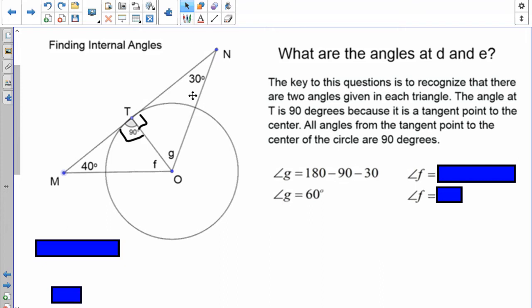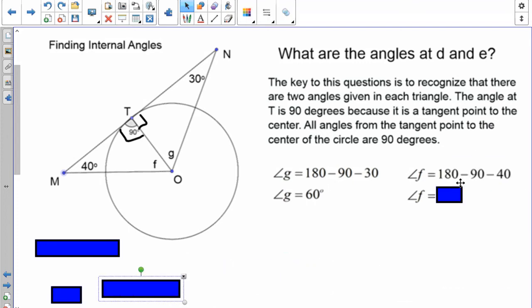Now, on this side over here, we've got angle F and 40 and 90. So angle F is going to be equal to 180, take away the 90, take away the 40, and that's going to leave us with 50 degrees.